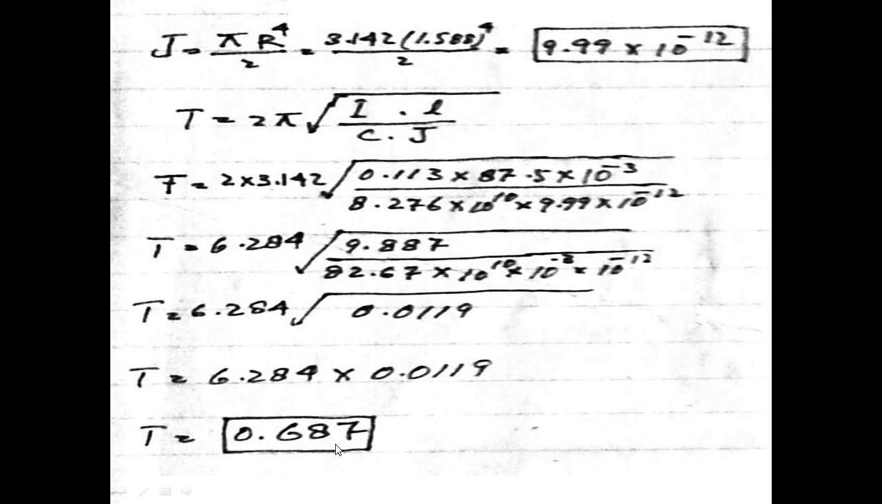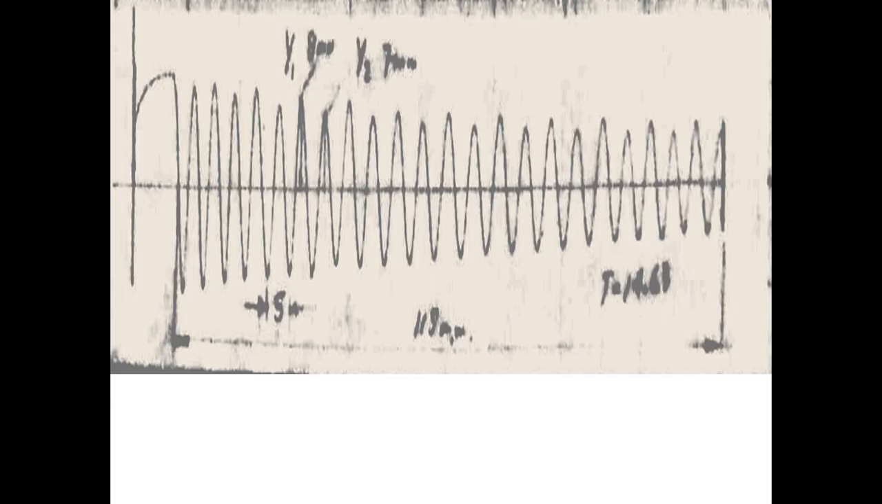The theoretical time period is 0.687 seconds, and we need to find the actual time period from this graph. What we get from this graph is that the length of the graph is 115 millimeters, and from the stopwatch we measured the time period as 14.68 seconds. The amplitude of two successive waves is 8 and 7 millimeters, and the pitch is 5 millimeters. When we divide y1 by y2, we get a ratio of 1.143. Taking the log of 1.143, it is equal to 0.058.